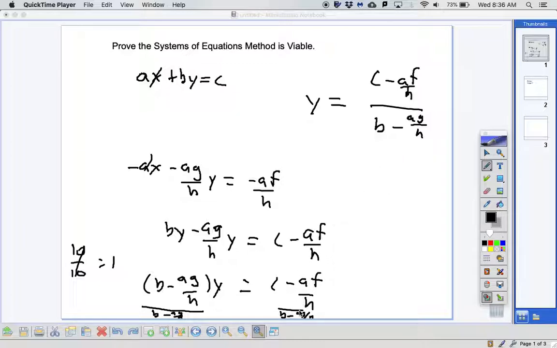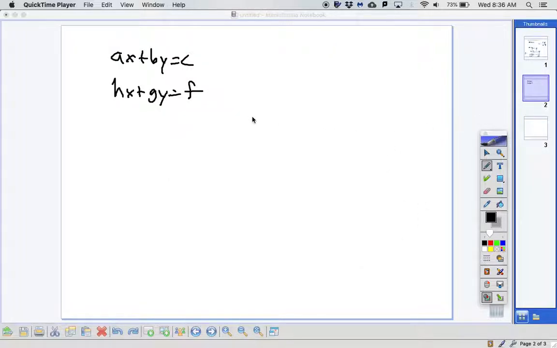Now we're going to leave it like that for now, but we may have to change it later when we look at how we solve it, because both methods need y to equal the same equation. So we got c minus af over h, and on the bottom we had b minus ag over h. So we're going to take this aside, and now we're going to do the same thing, this time with substitution, and solve it for y.